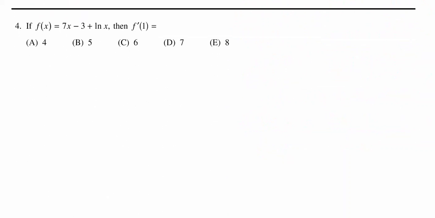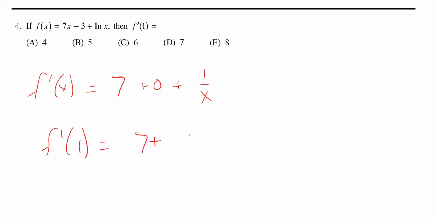We'll look at number 4. If f of x equals 7x minus 3, plus the natural log of x, then f prime of 1. So it's basically find the derivative, put in 1. The derivative of 7x is 7. The derivative of negative 3 is 0. And the derivative of natural log of x is 1 over x. So the derivative at 1 is 7 plus 1 over 1, which should be 8.